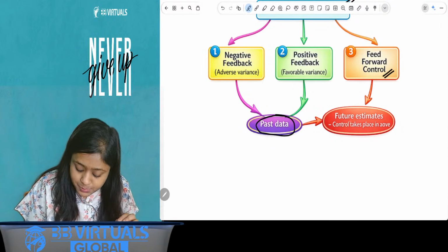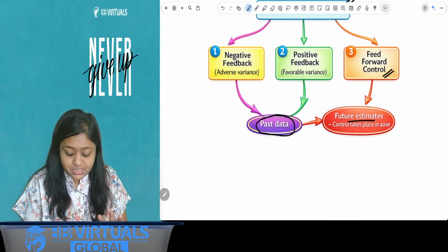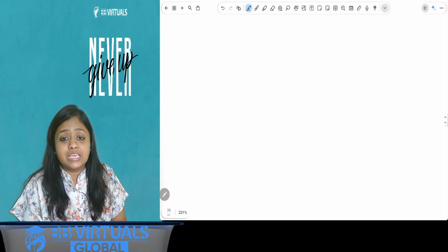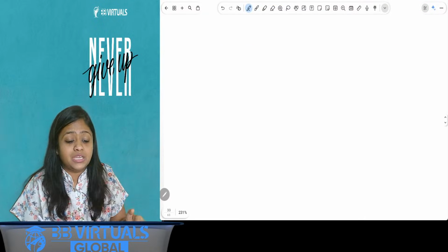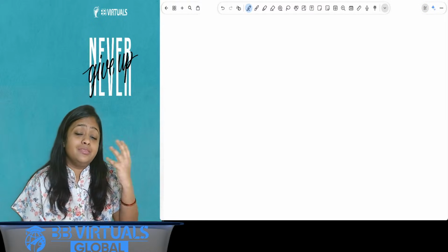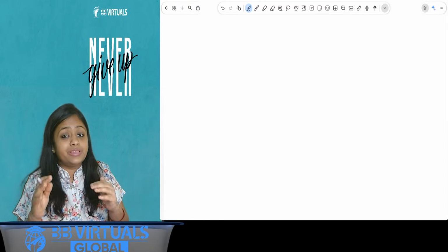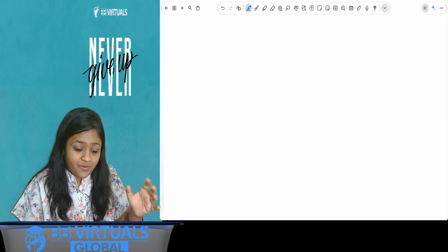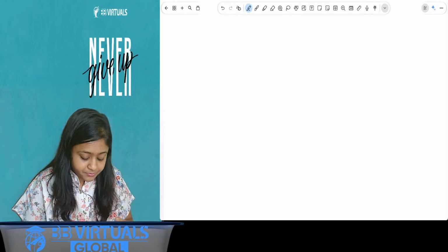Clear? So it is basically making the changes in the future estimates so that the control is taking place in advance and you're not waiting for the year to go by and then analyze the variances. You're doing them well in advance. And this is where feed forward control comes in the picture.